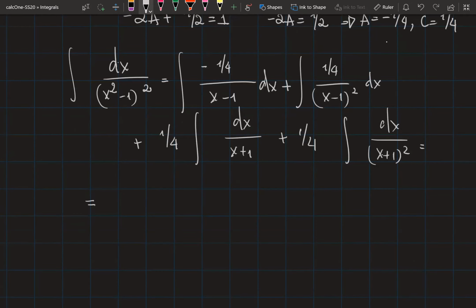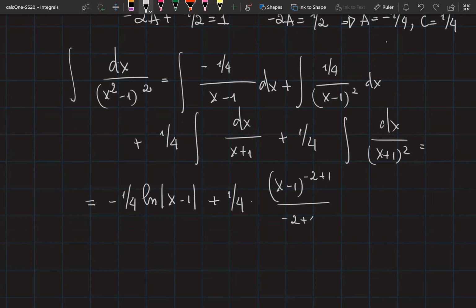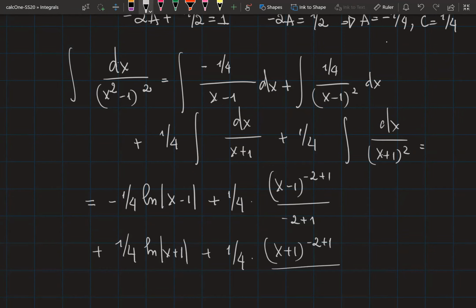So the integration of the first term is going to be minus 1/4 multiplied by ln of (x minus 1). The integration of the second one, if we take out the 1/4 from the brackets, is going to be (x minus 1) to the power of minus 2 plus 1, divided by minus 2 plus 1. The integration of the third term is going to be 1/4 multiplied by ln of (x plus 1). And the integration of the last term is going to be 1/4 multiplied by (x plus 1) to the power of minus 2 plus 1, divided by minus 2 plus 1.